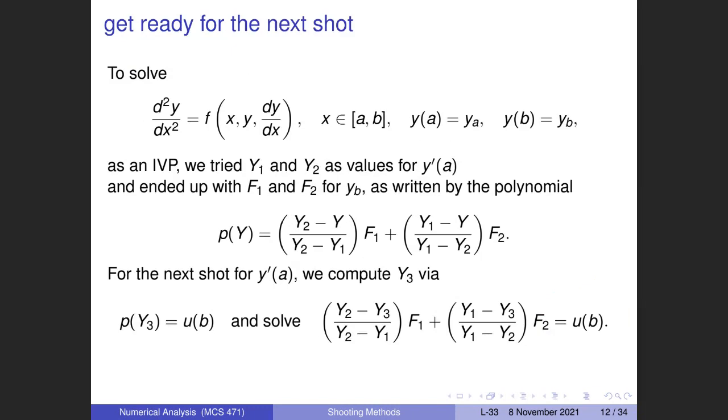Let's apply this. We have a boundary value problem. We have computed two initial value problems, constructed an interpolating polynomial, and we are computing the next guess for our velocity as the solution of a linear equation. The linear equation expresses that at the end we must find the second boundary condition. So that's simply solving a linear equation. The y3 here will be the initial velocity for our initial value problem.